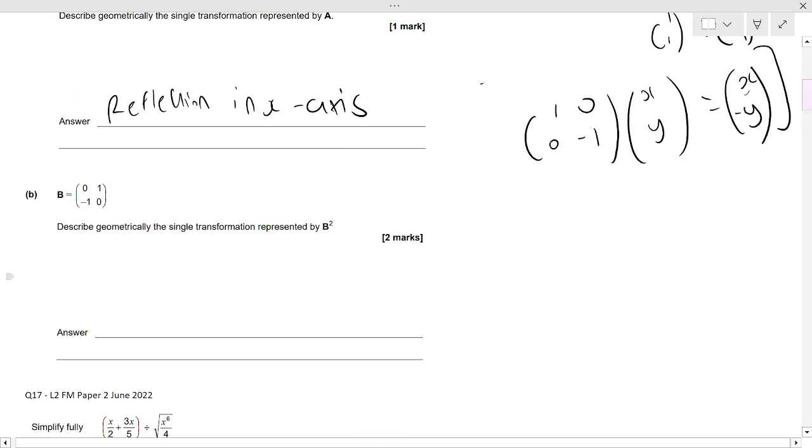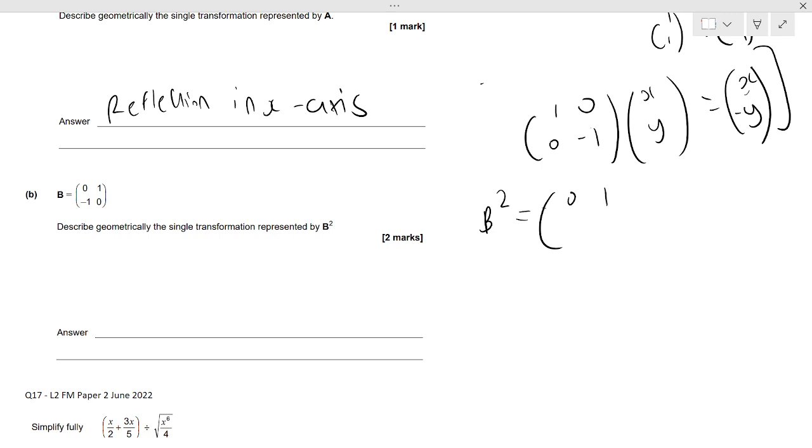Then it said we're given a matrix B, and we need to represent what B squared does. Well, first of all, we're going to need to compute B squared, isn't it? So again, like with a normal number, squaring it, you times it by itself. So B times B is going to be 0, 1, and minus 1, 0 times 0, 1, and minus 1, 0.